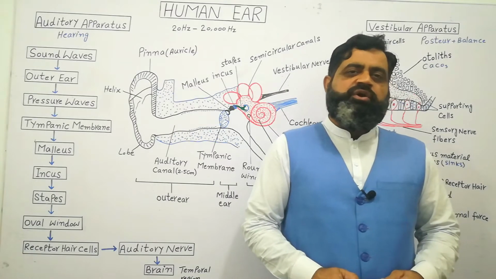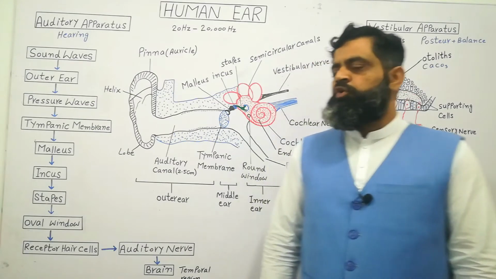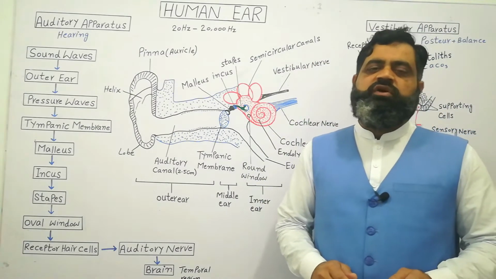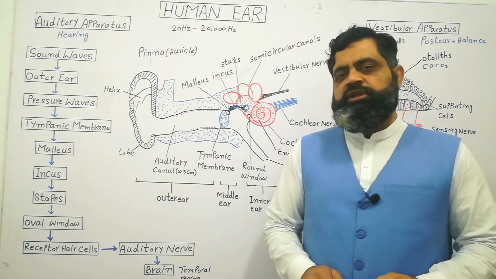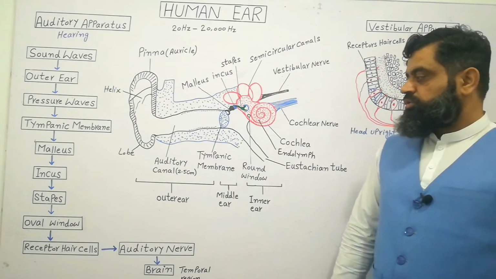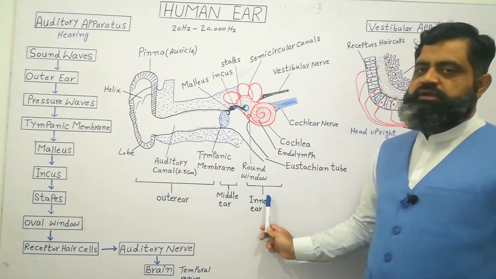First of all, we are going to discuss structure of human ear. Human ear is a very big blessing of Almighty Allah, Almighty God. It is divided into three parts: outer ear, middle ear and inner ear.